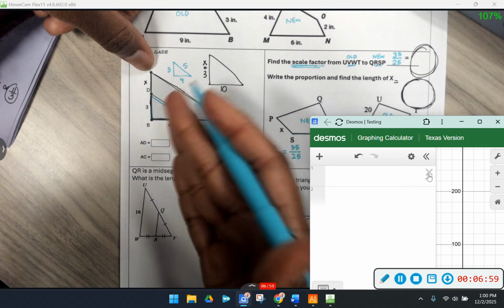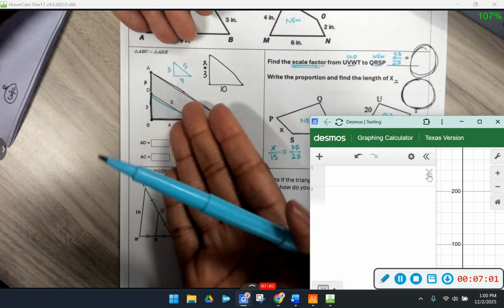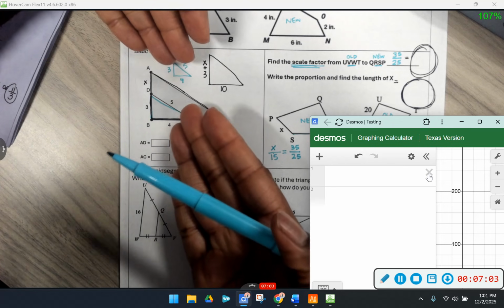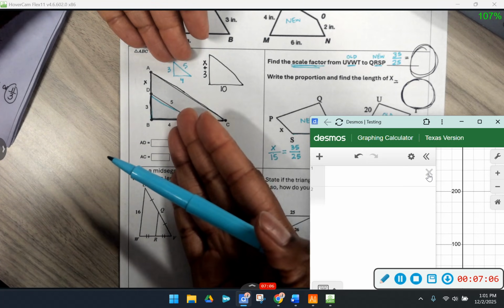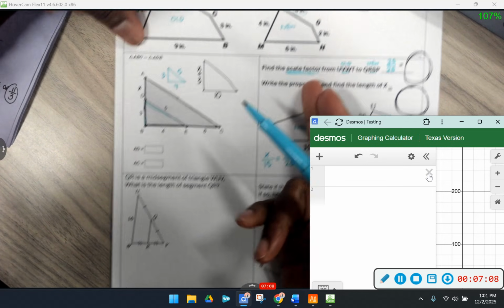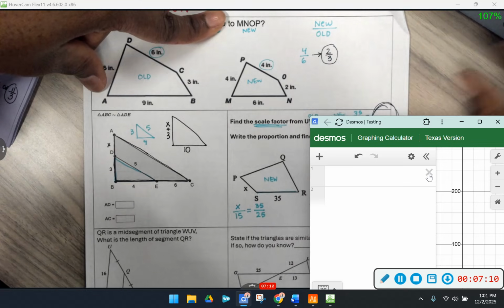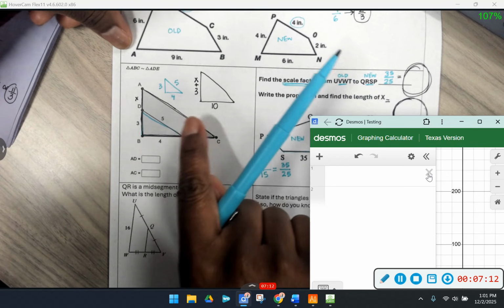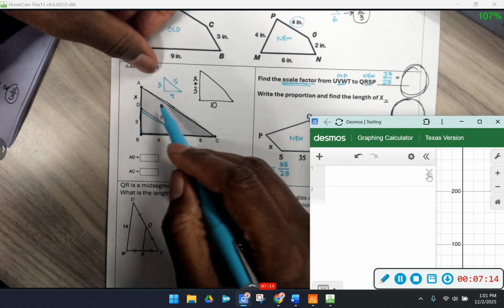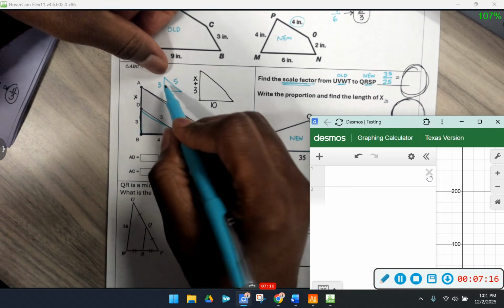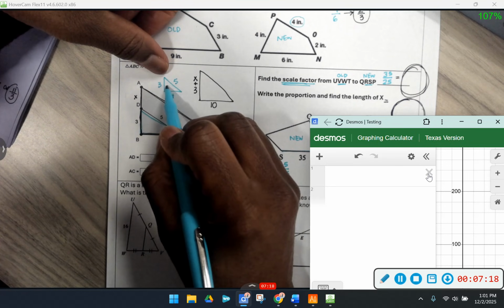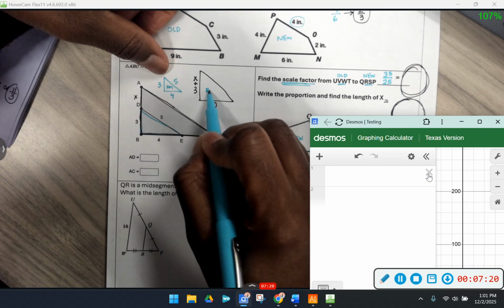Miss, is it big over small, small over big? It doesn't matter in this case as long as you keep it consistent. Scale factor will always be new over old. But if it does not mention scale factor, then you don't have to worry about big over small, small over big. Keep it. I'm just going to start with this one. I'm going to do small over big.